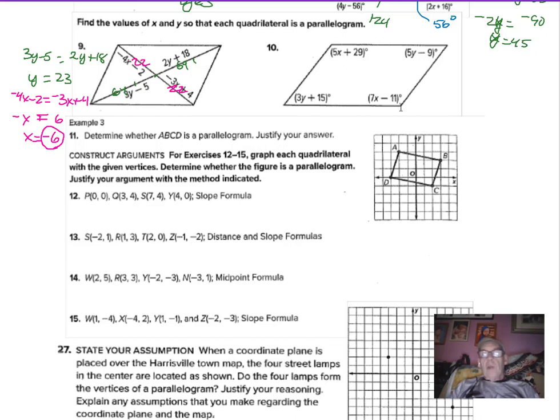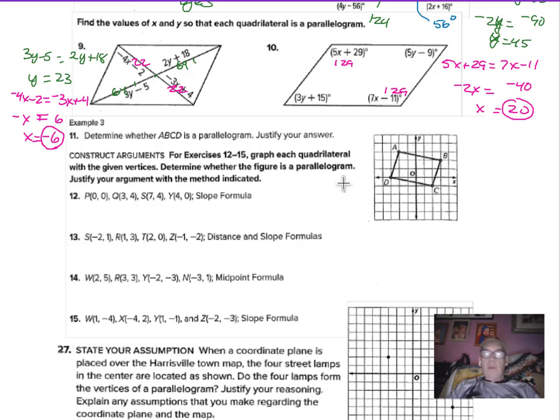Number 10, we want to show that opposite angles are congruent, because if it's a parallelogram, opposite angles have to be congruent. So we're going to set 5x plus 29 equal to 7x minus 11. Okay, take away 29 from both sides, we have minus 40. Take away 7x from both sides, we have minus 2x. Divided by negative 2, x equals 20. Now if x is 20, we get 129. And we get 140 take away 11, which is 129. So we get equal angles there with x equal to 20.